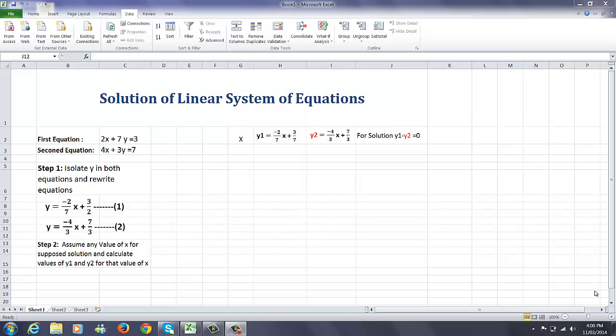Solution of linear system of equations. In this lesson, we will learn how to find the solution for the given linear system of equations by using Microsoft Excel 2010. Let's get started.